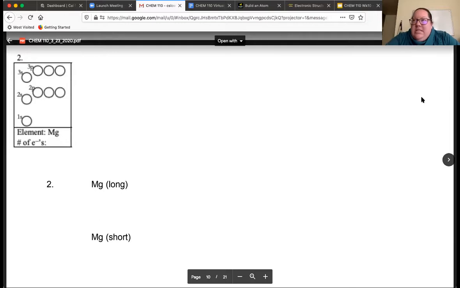So s is always a single circle. So 1s will only be one circle. 2s will only be one circle. s is always only a sphere. p typically has either 3 circles or 3 boxes. And the reason for that is because p can have 3 different orbitals. Again, that orbital refers to the shape, or another way of thinking about that is the electron density or its position in space.